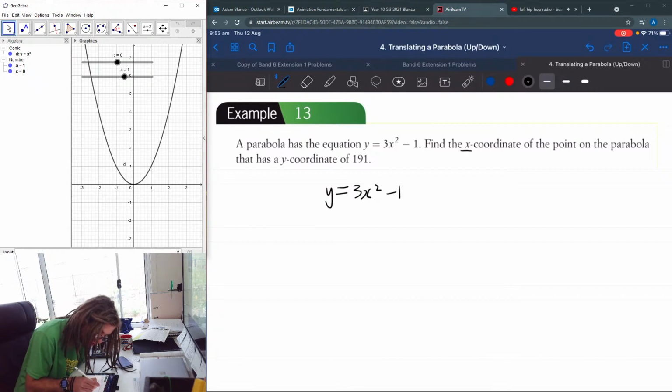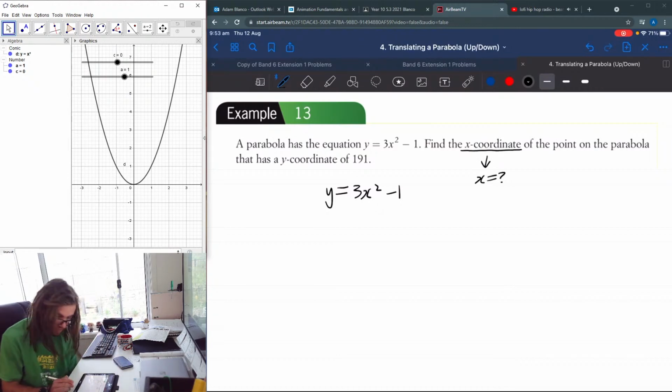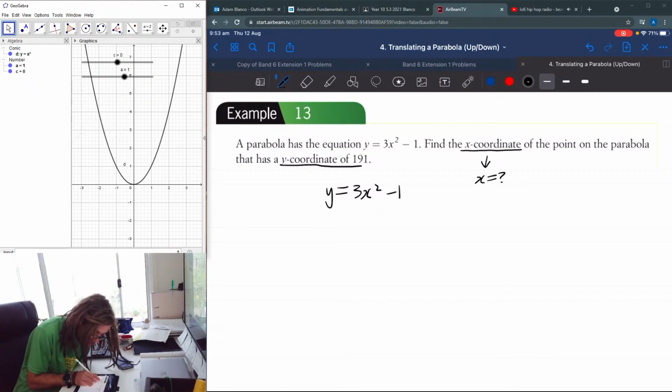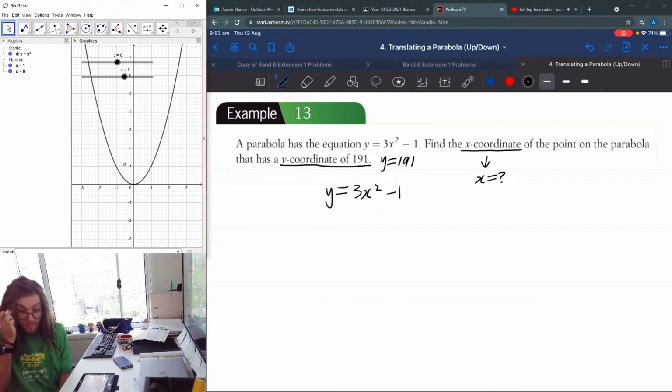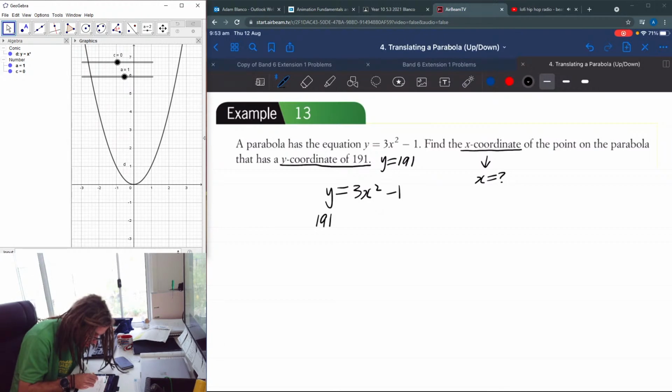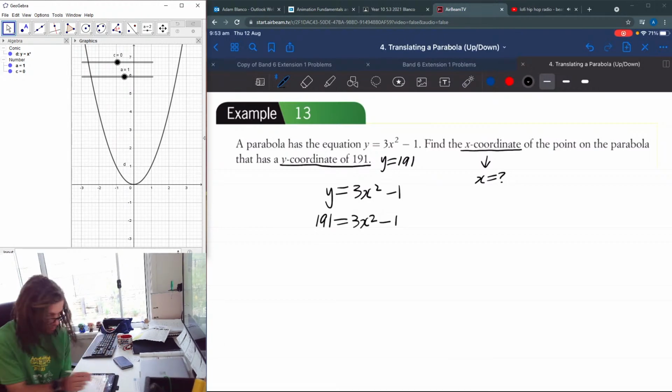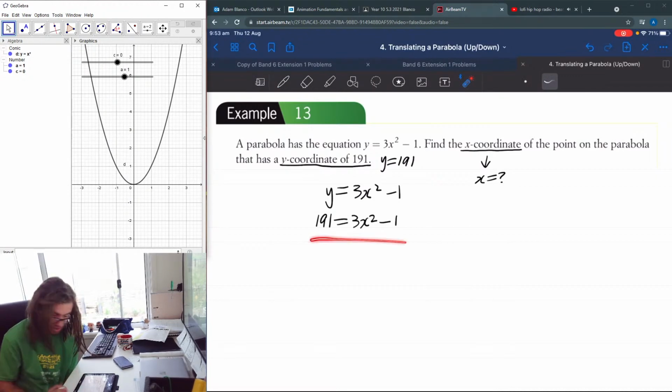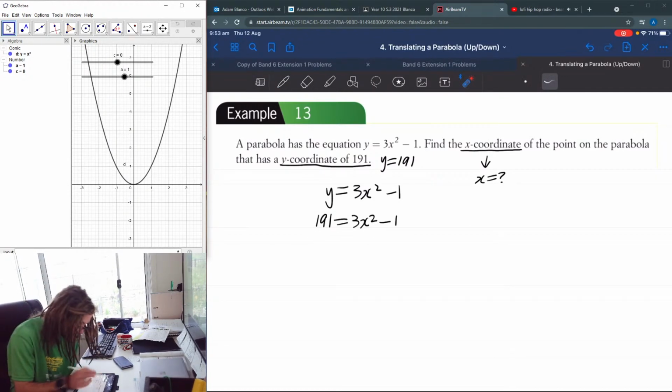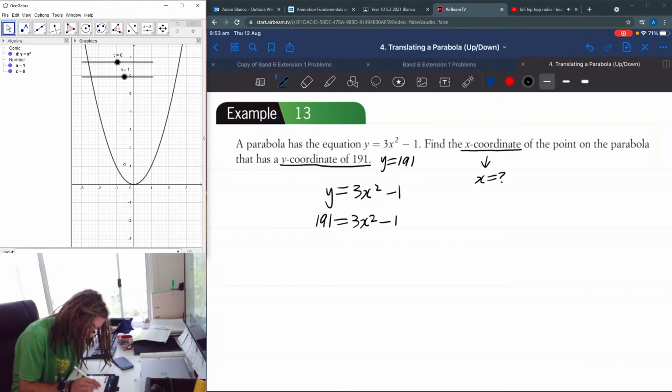So just use your starting point of this graph. It's asking me to find the x coordinate. So that means x equals, well, I don't know, that's what I'm trying to find. But it's got a y coordinate of 191. So that means y equals 191. So I can use my equation now. So 191 equals 3x squared minus 1. And you might have thought back when we were doing equations, why would I ever need to solve something like this? Here we are.